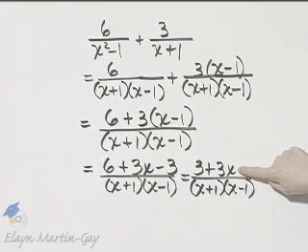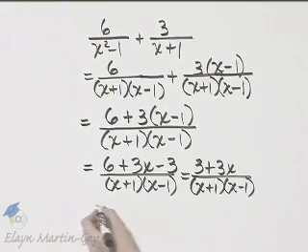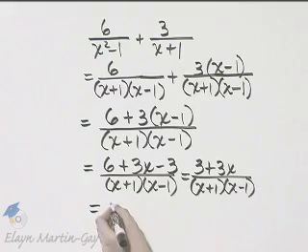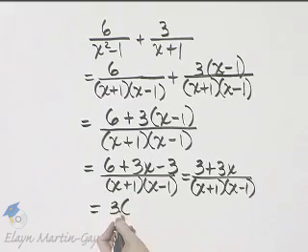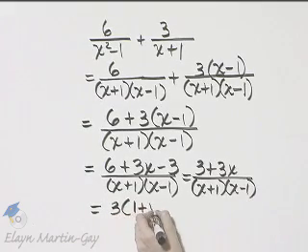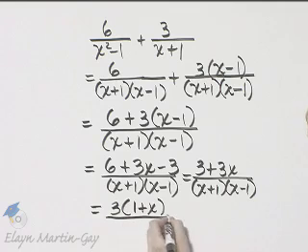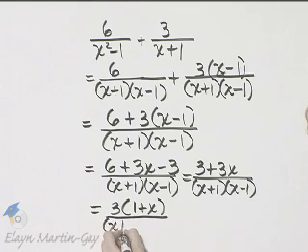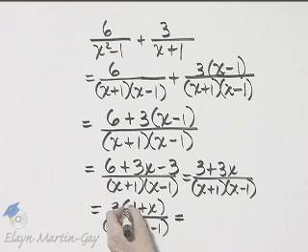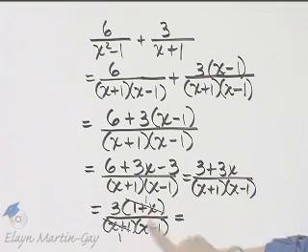Now, let's look at this numerator a moment. Notice there's a common factor of 3 that I can factor out. So I'll factor out the common factor of 3, and I'll have 1 plus x, and then keep rewriting that denominator, x plus 1 times x minus 1. I am simplifying. 1 plus x is exactly the same as x plus 1. Addition is commutative. Notice this is a factor of the numerator. This is a factor of the denominator.